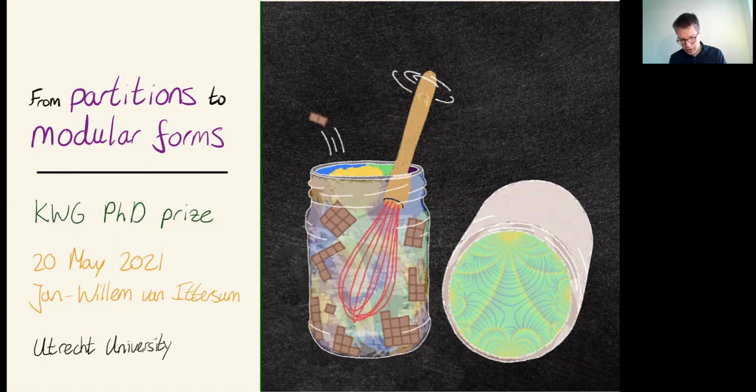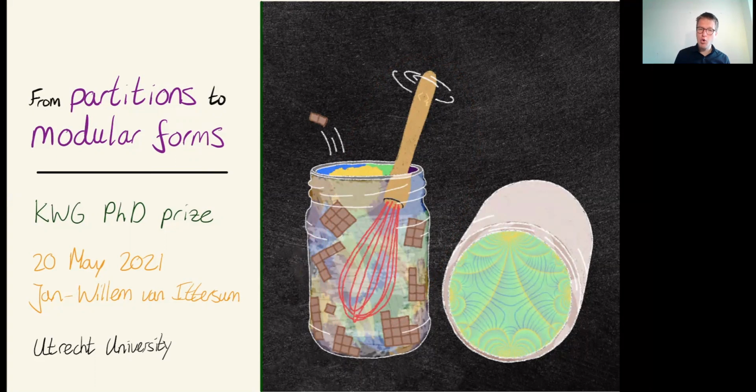So what you see here, for example, are these chocolate Tetris bars, which in fact are the partitions in the title. And by a certain procedure, here depicted by this whisk, these partitions got mixed and they end up being this delicious quasi-modular form. So we go from partitions to modular forms.